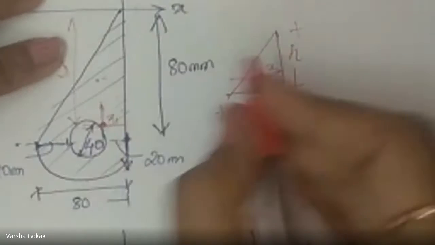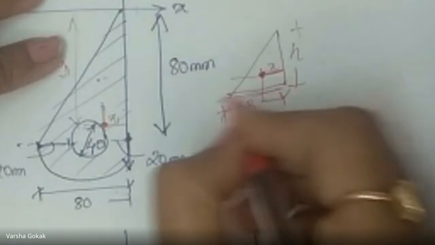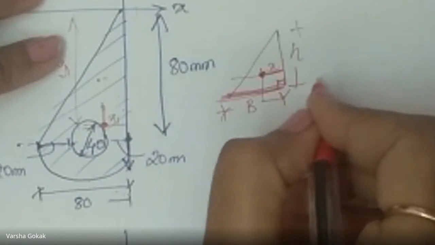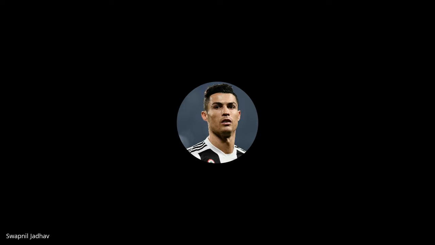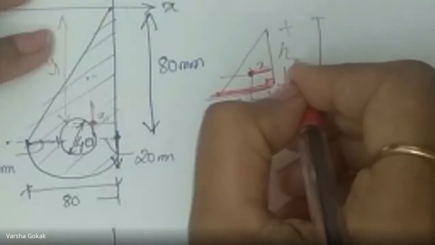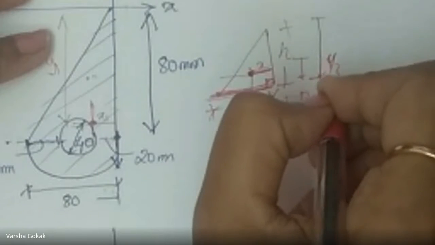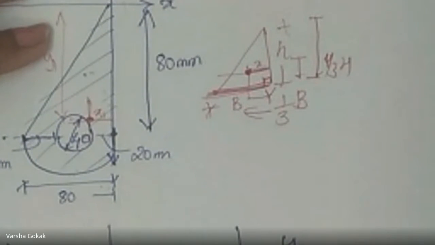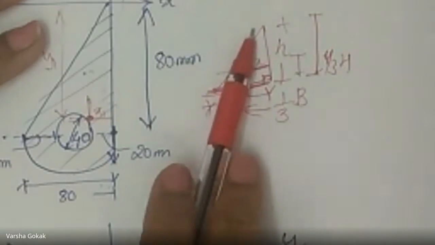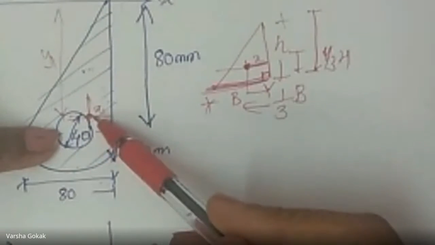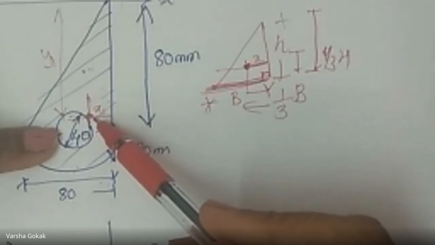1 by 3 into 80. Yes, this distance is 1/3 of base. From the 90 degree, it is going to be 1/3 of base. Yes, b by 3. And for y bar, it is going to be 1/3 of height. When we derived also, we derived it as h by 3, 1/3. Right? So here, this distance is 1/3 of height and this distance is 1/3 of 80.